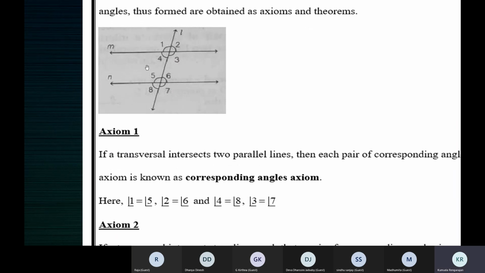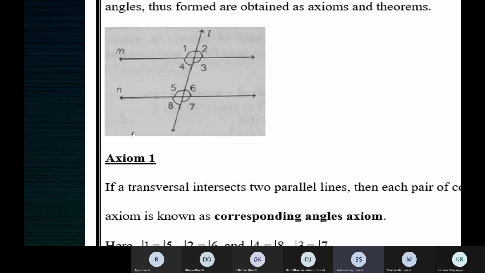Tell me the pairs of corresponding angles here, children. Can you see two parallel lines? Ma'am, 2, 6 and 1, 5, ma'am. 2 and 6, 1 and 5 are what angles? Corresponding angles, ma'am. 2 and 6 are corresponding angles. 1 and 5 are corresponding angles. There will be 4 pairs. 3 and 7, ma'am. 4, 8, 3, 7, ma'am. Yeah. So these angles in these positions.